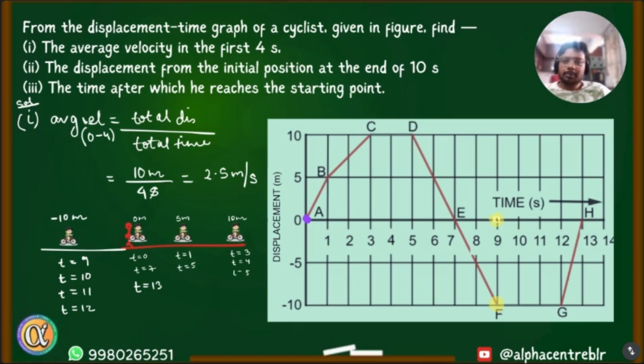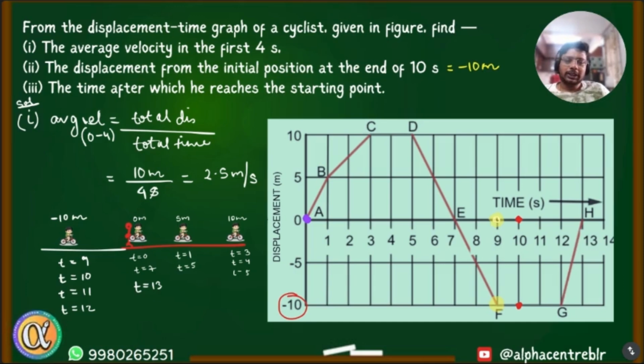Second part of the question says, what is the displacement from the initial position at the end of 10 seconds? At 10 seconds, what's the displacement? Minus 10. So you can directly say minus 10. That's your answer. Plus 10 means on the right side, so minus 10 means on the left side.